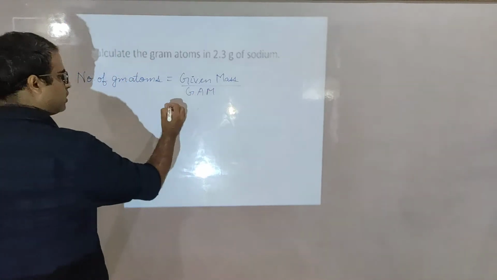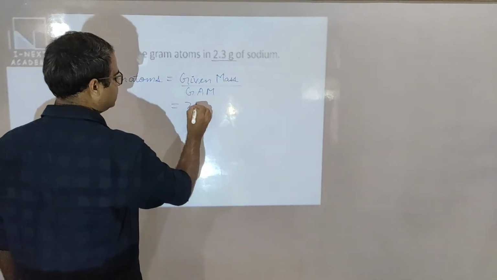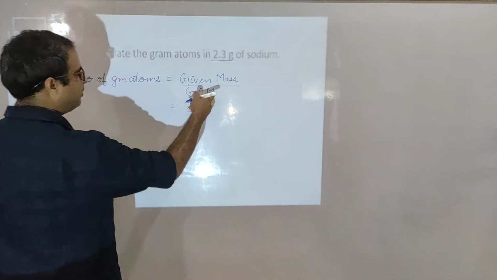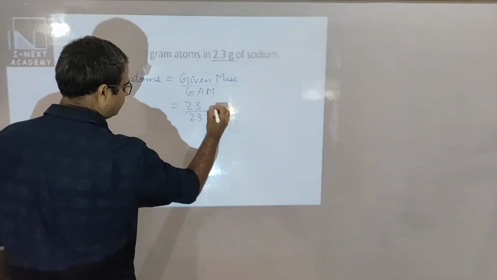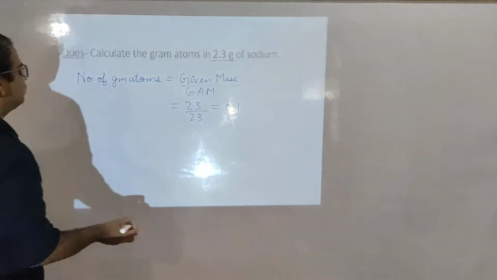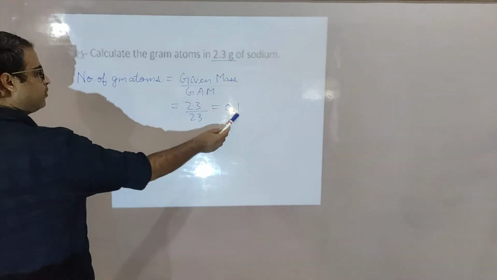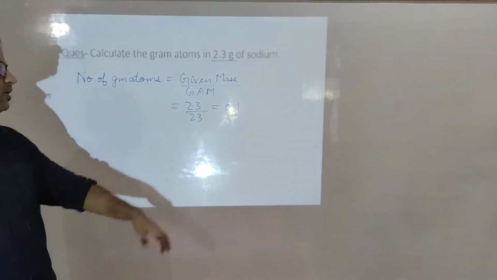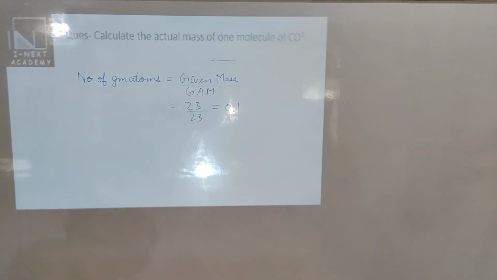The given mass in the question is 2.3 gram, and the gram atomic mass for sodium is 23. We know that already. So 2.3 upon 23, if you solve, will come 0.1. So the number of gram atoms will be 0.1, or you can say number of moles is 0.1. Now we move to the next question.